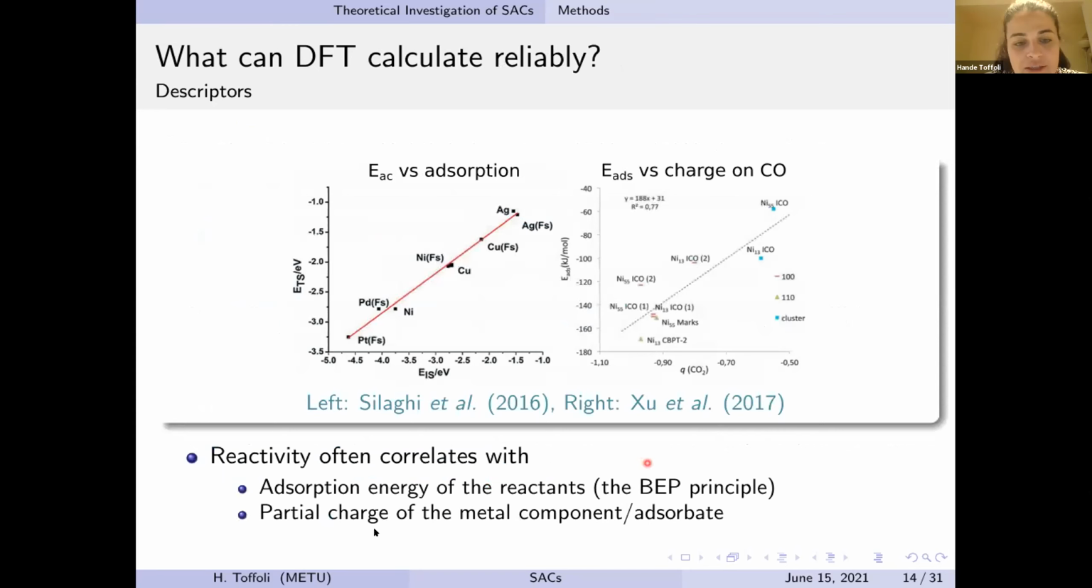One more thing that I should mention before I go on to our results is, of course, that the adsorption energy of the reactants is also an important descriptor. As you can see in this plot here, the activation barriers of your reactions correlate with the adsorption energies of your reactants and also the charges on your reactants. So this is also quite important.